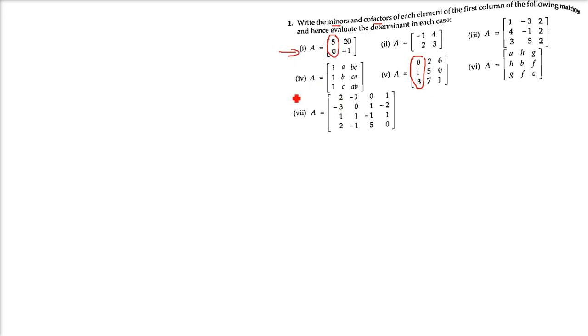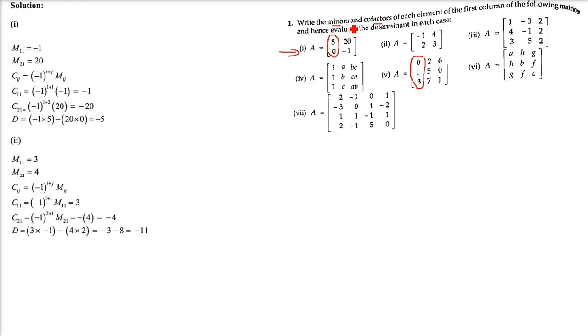And those who are not much aware of minors and cofactors, I'll just give you a brief idea of how the minors and cofactors are constructed and what they mean. So let us write this: 5, 0, 20, minus 1. This is the first one we are doing. So when we find the minor, we don't even think about sign.